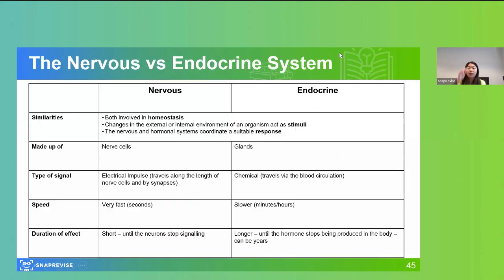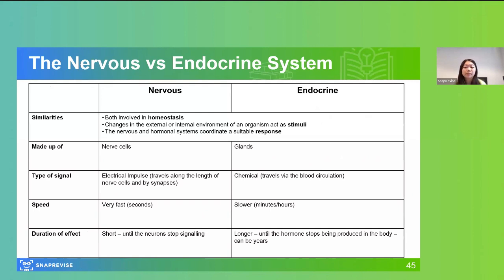Okay. Right, now let's compare the nervous system and the endocrine system. I really should look at the questions really quickly. For the nervous system and endocrine system comparison, there are similarities and differences. We'll just have a quick look at that.